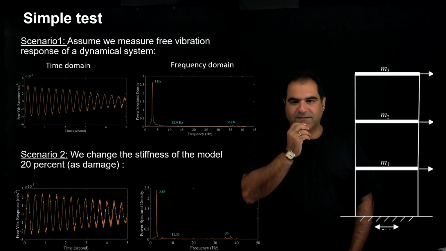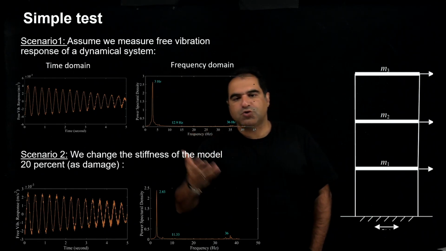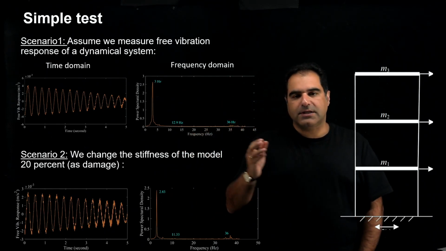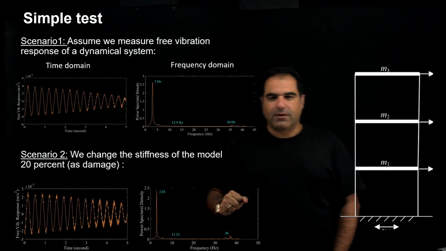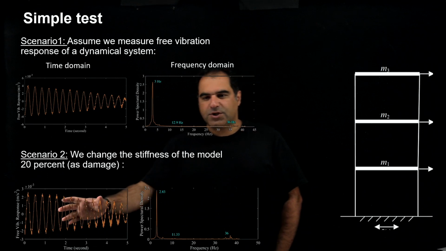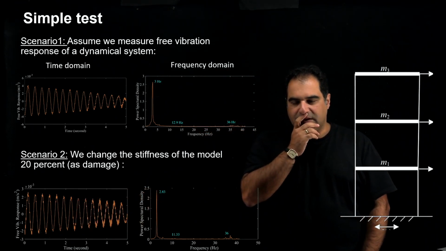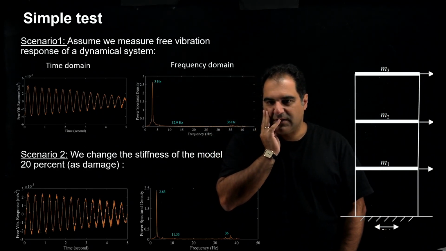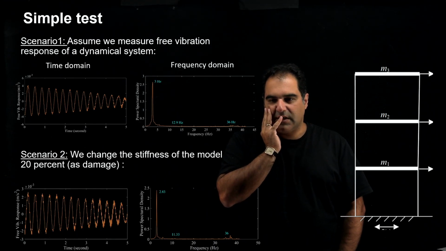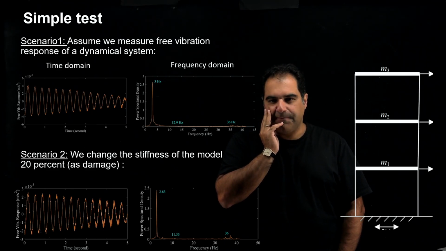I change the stiffness of one of the floors. For example, I change it 20%. From 50,000, I change it, I don't know, to 40K. Then I measure the free vibration and I plot the FRF as well. You see in the new scenario, the natural frequency changed from 3 to 2.8. The second natural frequency changed to 11.3, and the third one is still 36.